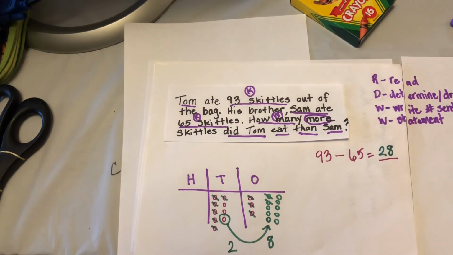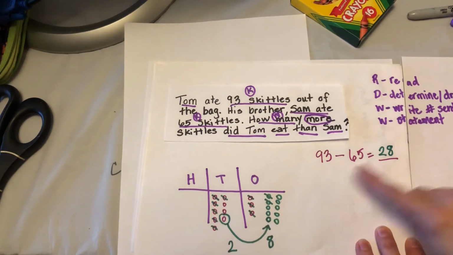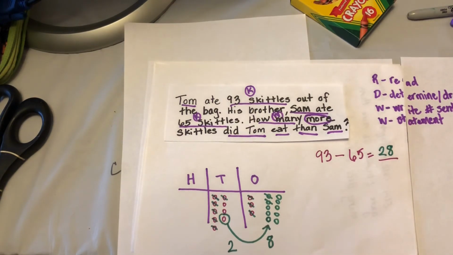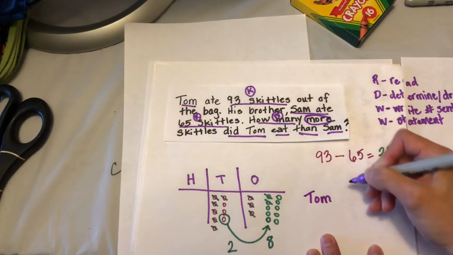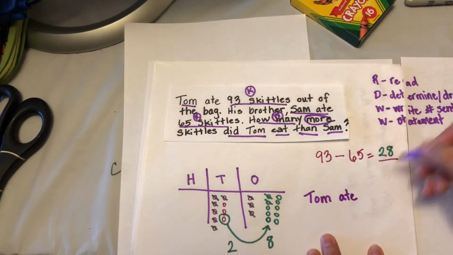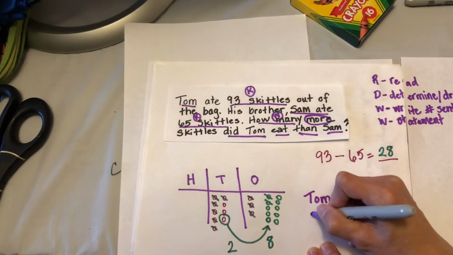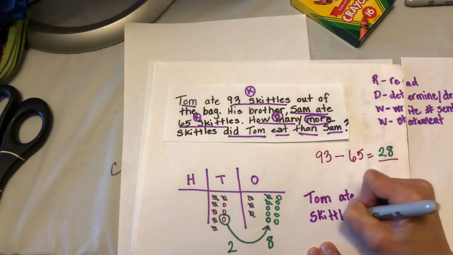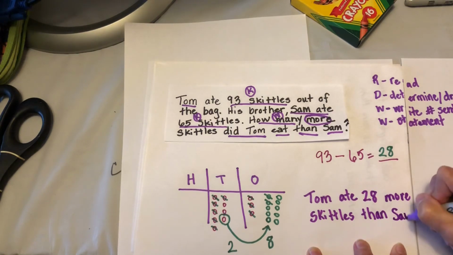And that is how I solved that using an HTO chart. So I did my reading, I did my determining, I did my drawing, I wrote my number sentence, and now what's left is for me to write my statement. And my statement is going to be words. And I am going to say that Tom ate 28 more Skittles than Sam, period.